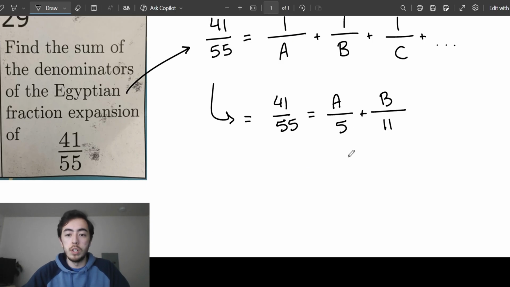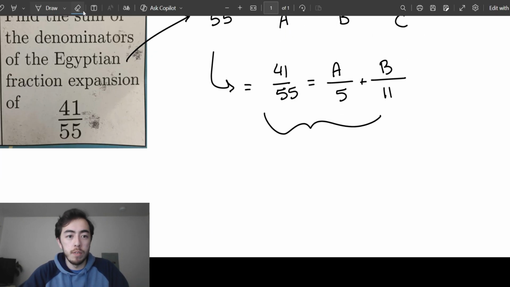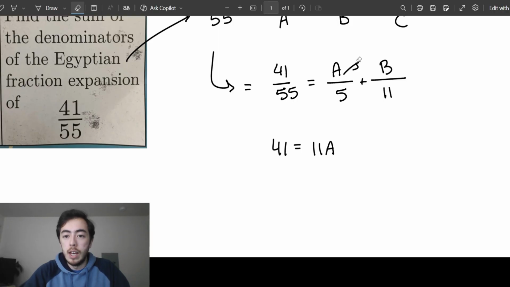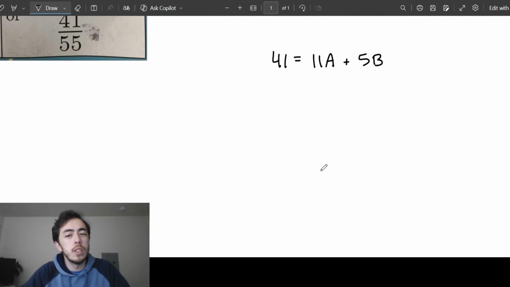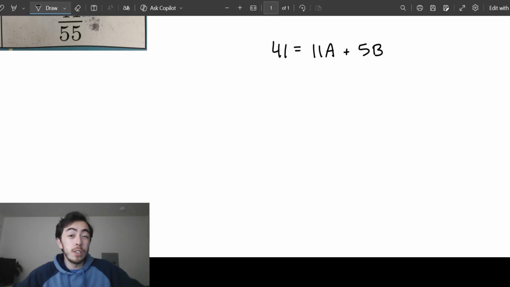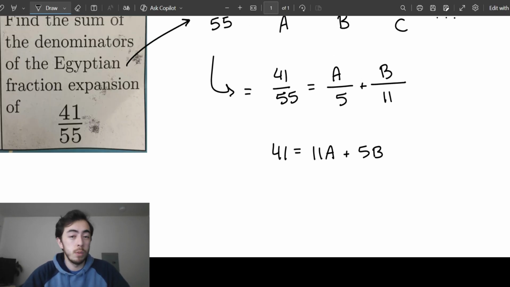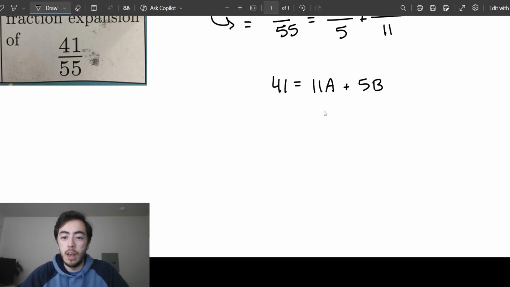Now, to do this, we could just multiply both sides of this equation by 55. We will get 41 equals 11a, because the 5's cancel out in 55 and 5, and then we will get 5 times b. Now, this is a little tricky, given that there's infinite solutions here. However, knowing that we were working with fractions, we know that a and b should be integers, so it's not that bad. I can clearly see that a should be 1 right here, because then we're left over with the number 30 to get to 41, and 30 is a multiple of 5.